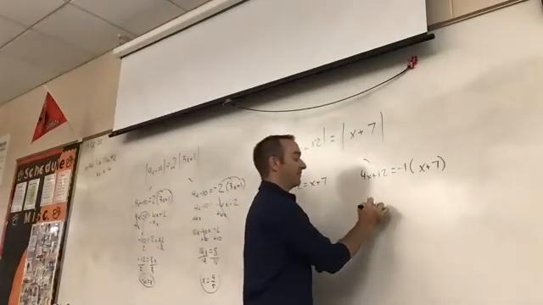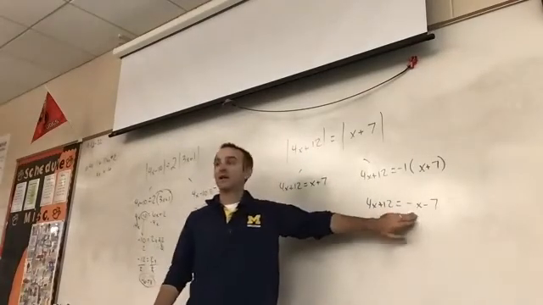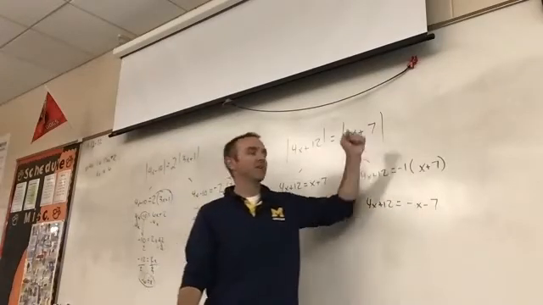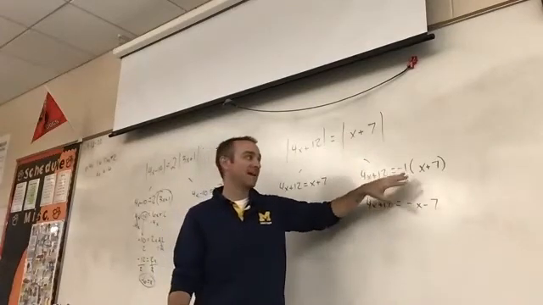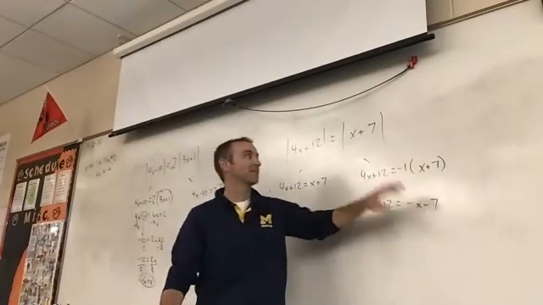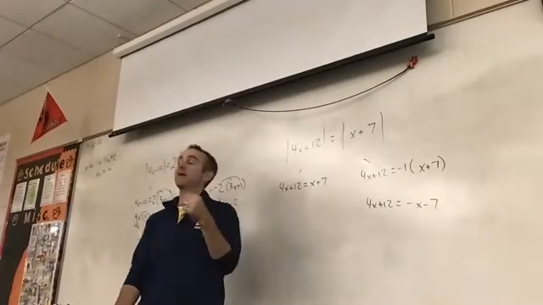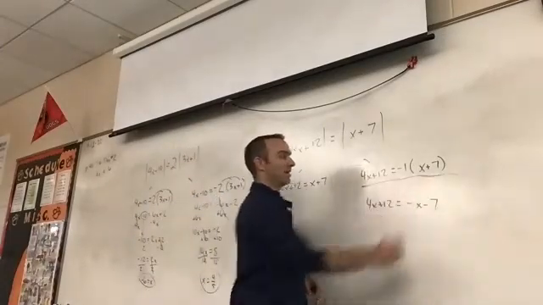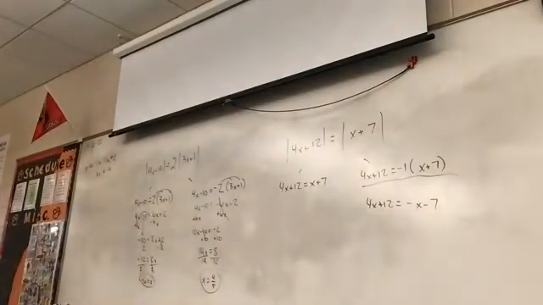Some of you might have just done that automatically and gotten right here, -x minus 7, completely fine. Just make sure you're making everything negative. You're changing all the signs, not just one of them. So it's not -x plus 7, it's -x minus 7. We've got to change all the signs if we're going to do that. The way to make sure we don't make that mistake is to write it like that. We've got the -1 and then in parentheses. That way we know we have to distribute that negative.